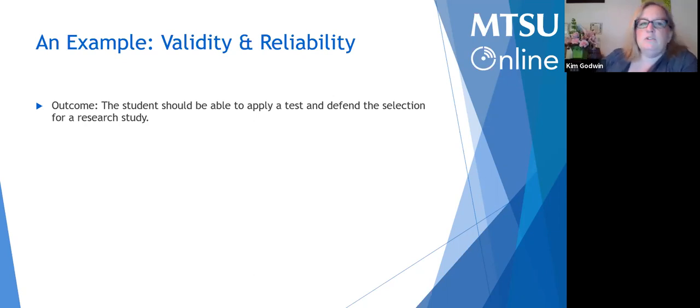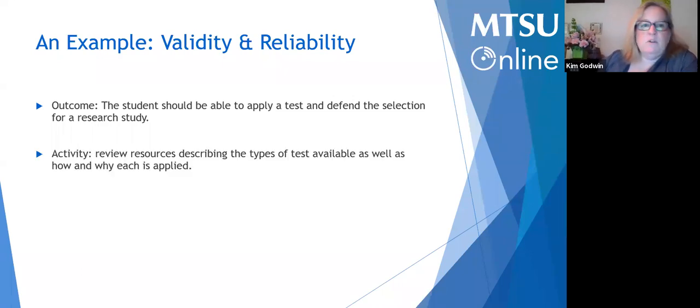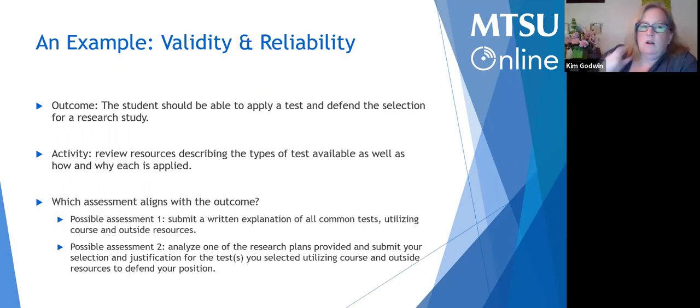An outcome: the student should be able to apply a test and defend the selection for a research study. So we're applying and we're defending. The activity: review resources describing the types of tests available as well as how and why each is applied. Which assessment aligns with the outcome?